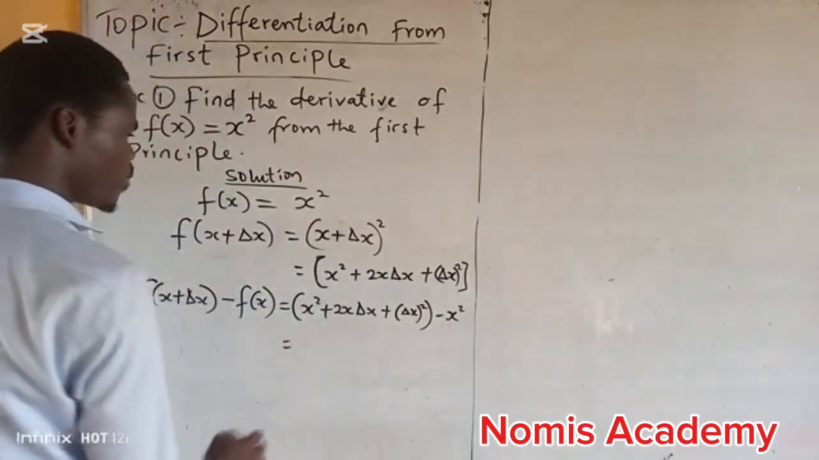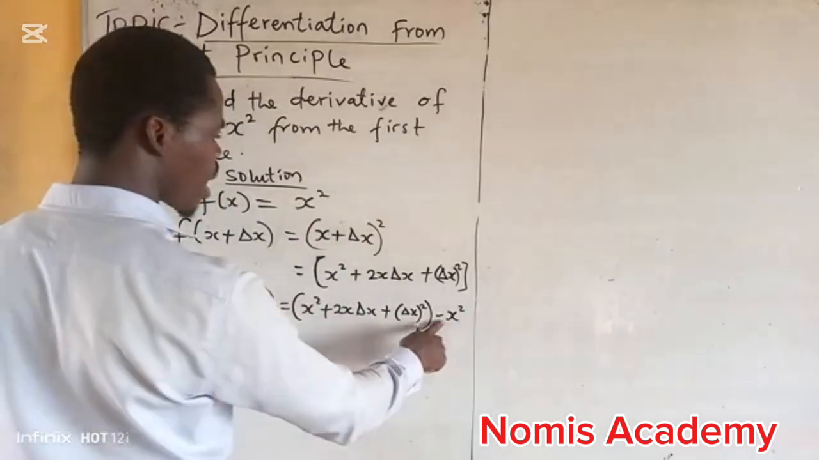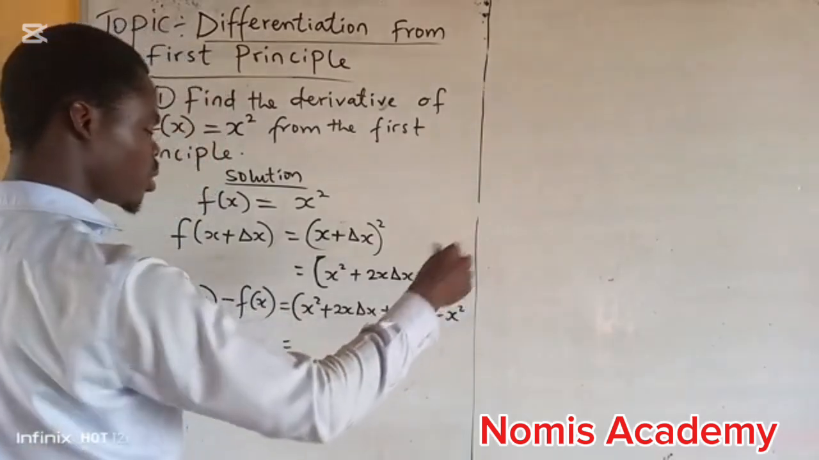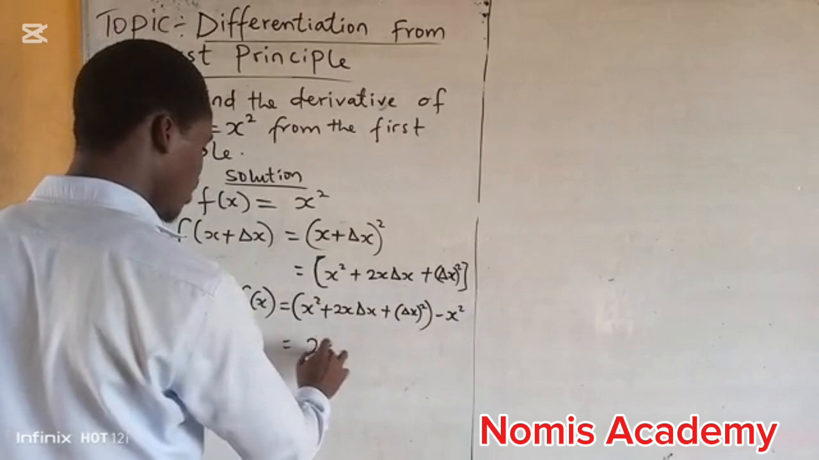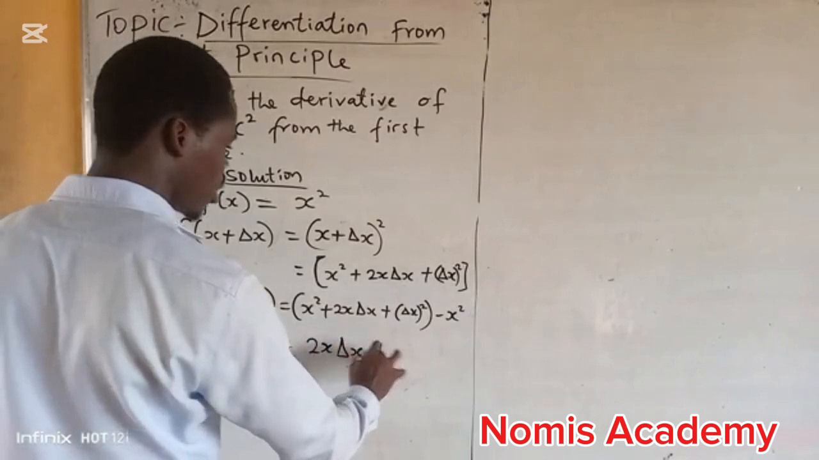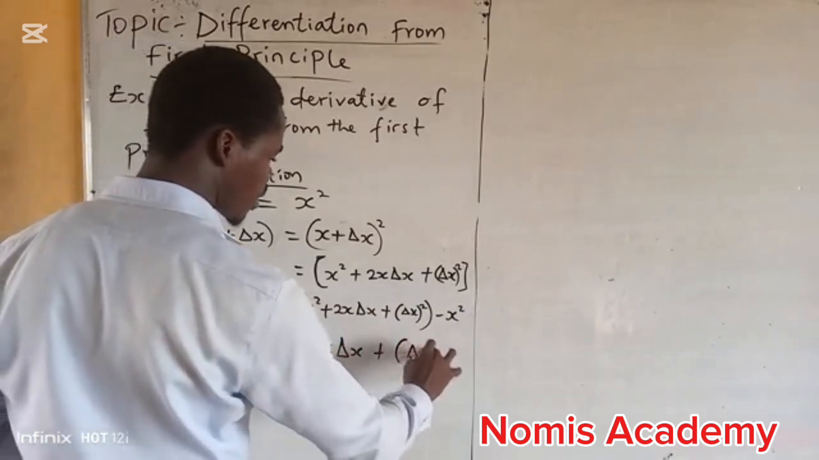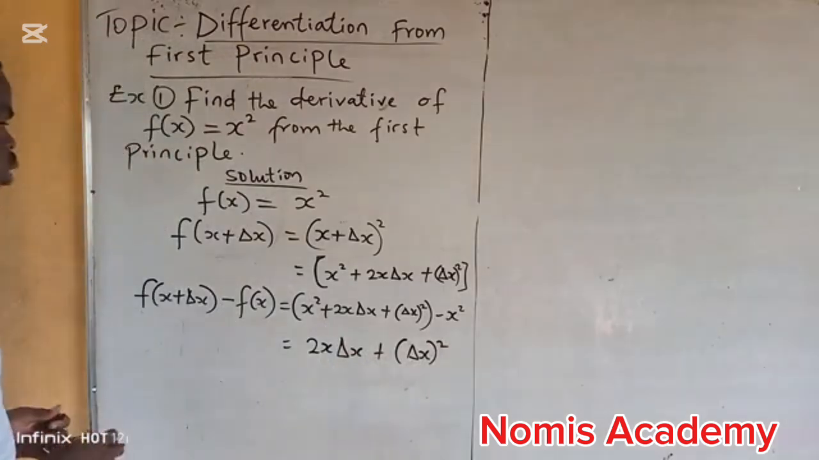So that will give us, x squared minus x squared is 0. So it's cancelled already. And then we have 2x delta x plus delta x squared. So that's what we have.